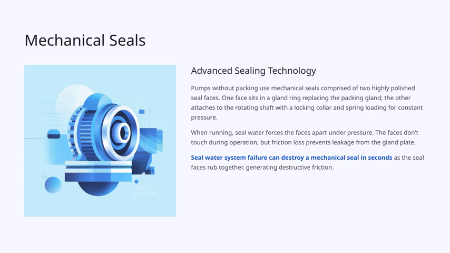Without proper seal water, the faces can come into direct contact and rub against each other. This generates destructive friction very quickly, which can destroy the seal in just seconds. So, maintaining the seal water system is essential for ensuring the longevity and reliability of mechanical seals, and by extension, the overall integrity of the pump system.